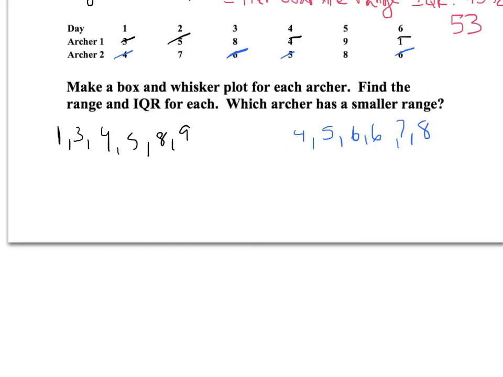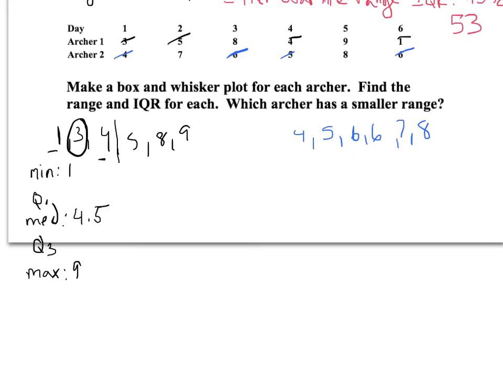Alright, so let's go: minimum 1, Q1, median, Q3, maximum 9. Well, the median right there, 4 plus 5 divided by 2, 4.5. First quartile, well, there's 3, so you go 1.5, which means, see, I have one number there, so Q1 is 3, Q3 is 8.